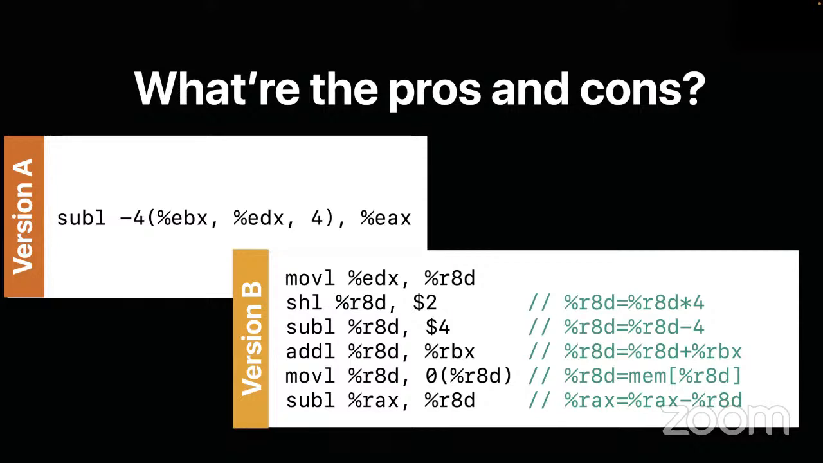Elliot. I think that maybe for version B, it would be easier to debug if something went wrong, because you could separate it out into which specific instruction something was happening in, versus it's all on one line in version A. Okay, that's a good point. Easier to debug. Okay, what else?